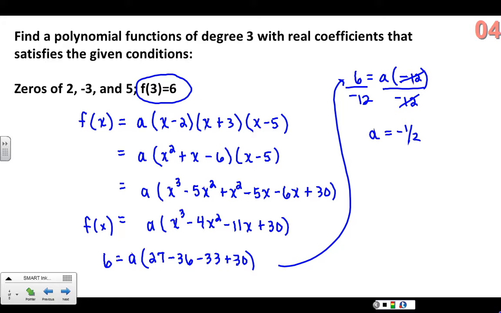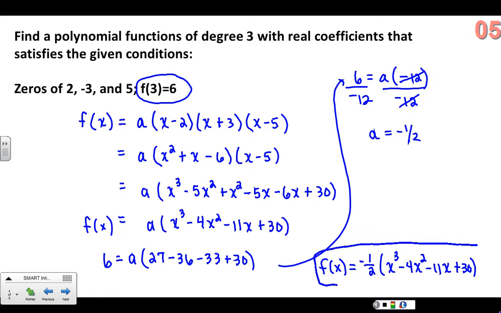So our function f of x that makes this all true would be negative 1/2 times x cubed minus 4x squared minus 11x plus 30. Now if you want to go ahead and multiply all that out and distribute the negative 1/2, you can do that. I'm just going to leave my answer like so.